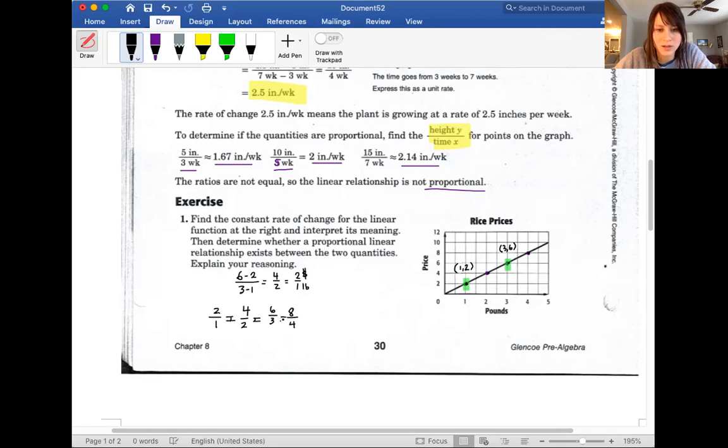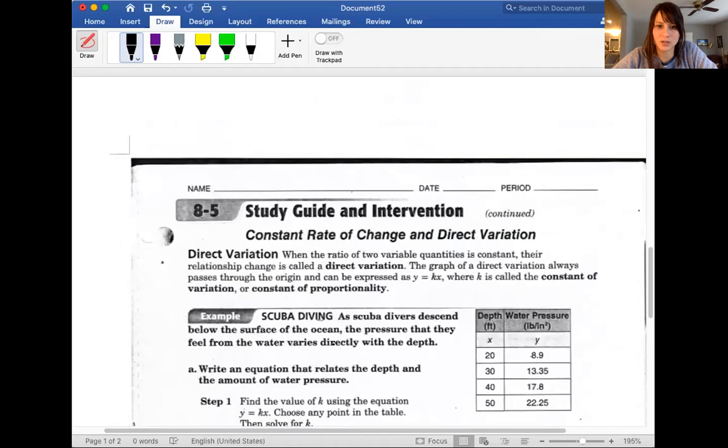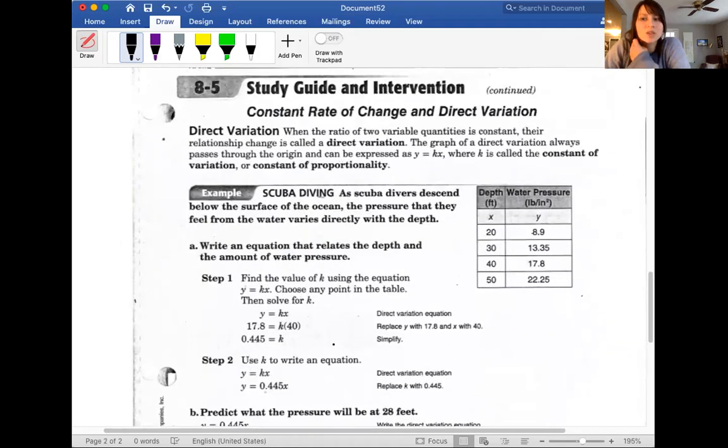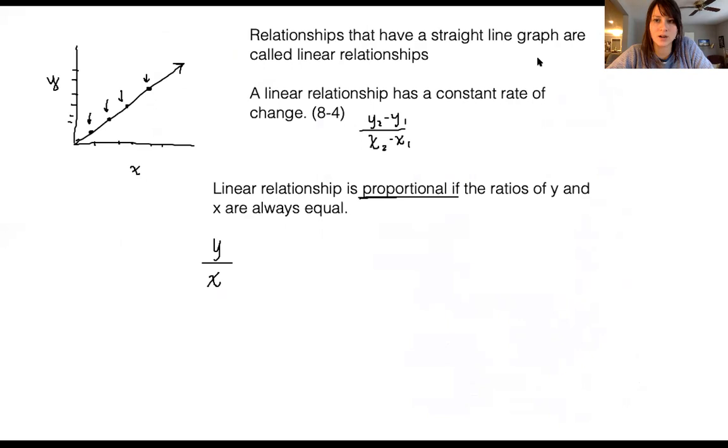So I would say the ratios are equal. So the linear relationship is proportional. Okay, so I suggest you write it out like a full sentence, but it's hard to write with my pen, so I'm just keeping it simple there. Okay, so the next thing we're going to take a look at is something called direct variation. So let's go back to our notes a little bit, clear this off.